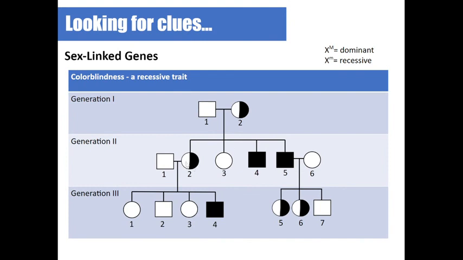But these 2, they had 4 kids. Well, since dad is not colorblind, mom passed her carrier trait down, and only one of her children got it. But in this instance, dad has color blindness, so both of his daughters ended up being carriers of the trait.